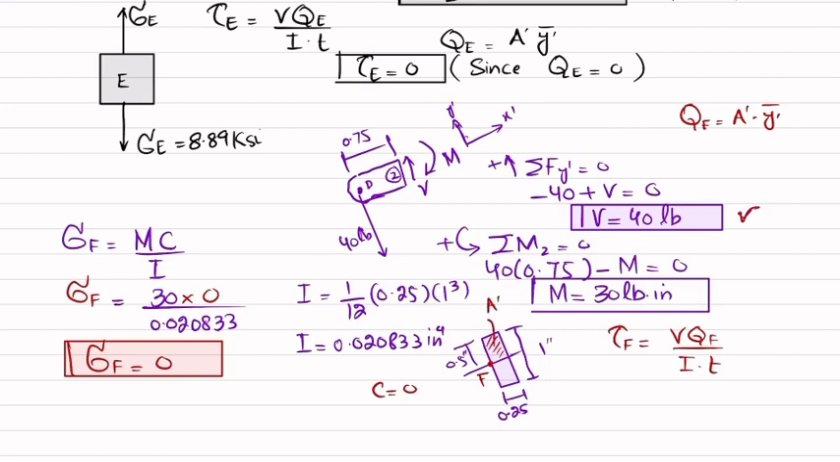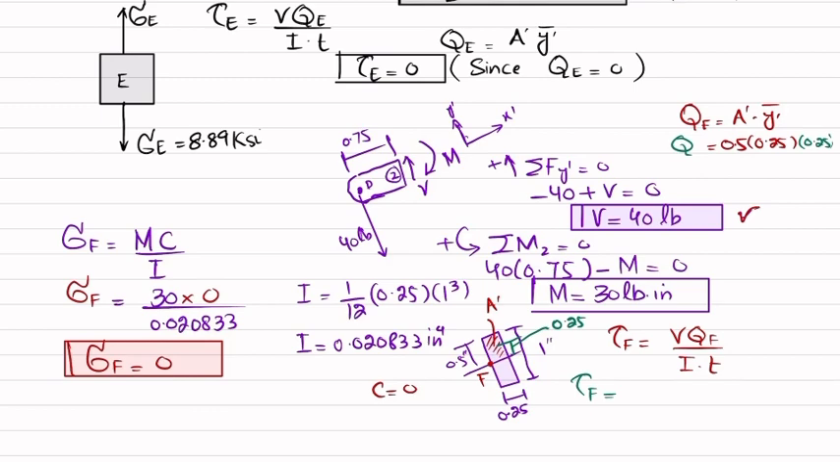This A dash is equal to 0.5 multiplied by 0.25. And what is Y dash? Y dash is the distance from the neutral axis to the middle of this section. So this is Y dash, which is 0.25. Okay, so Y dash is 0.25 inch. This is QF.